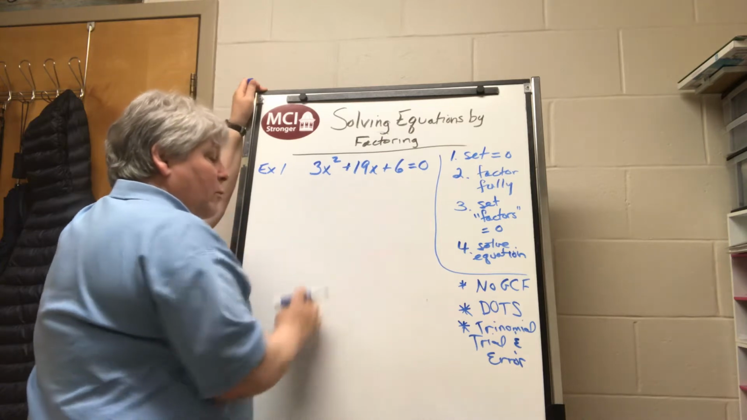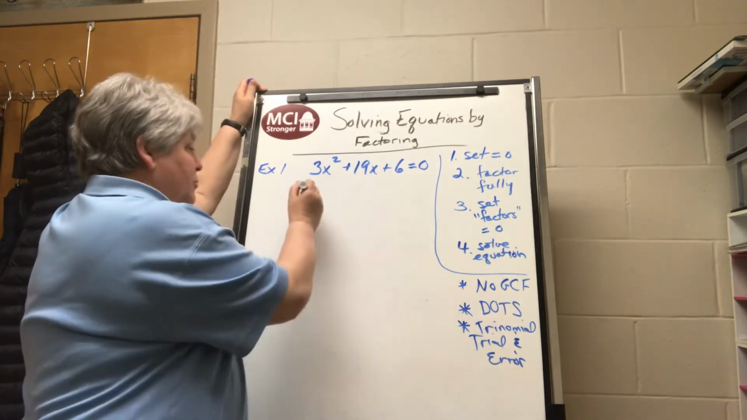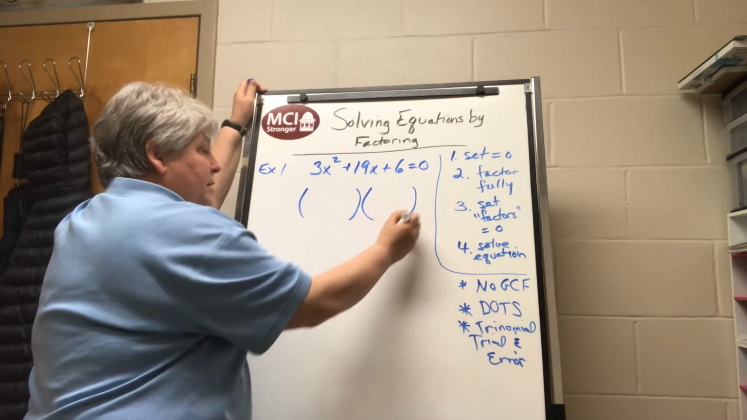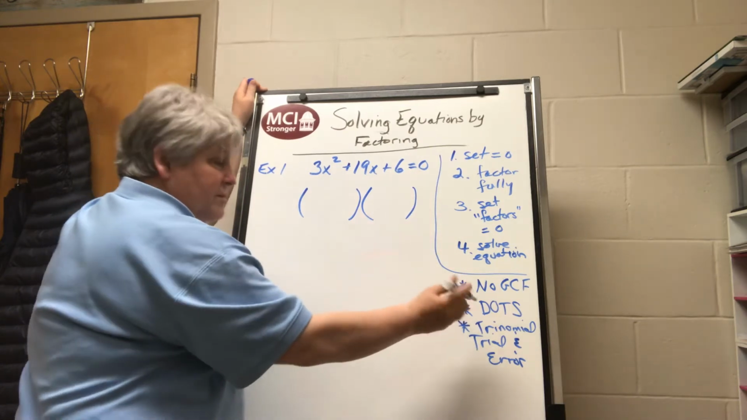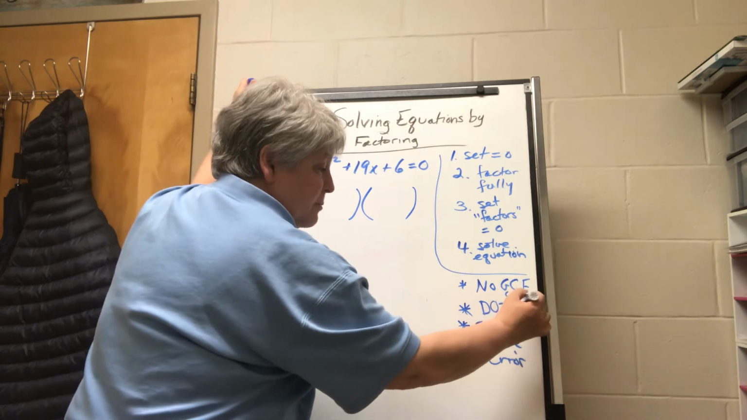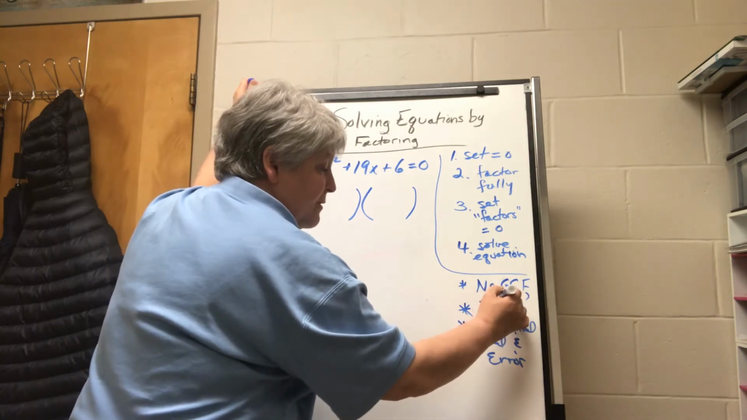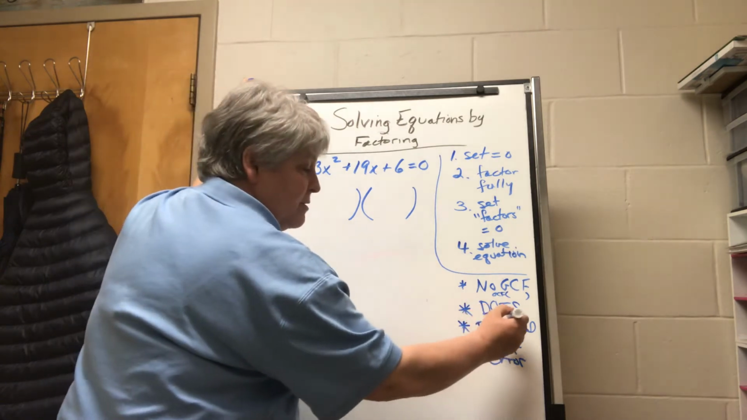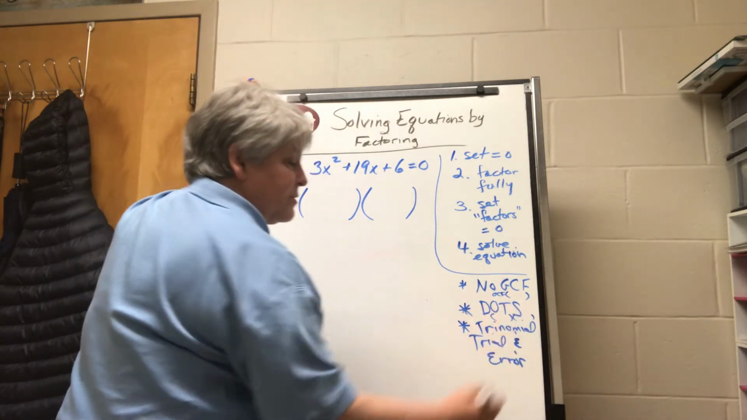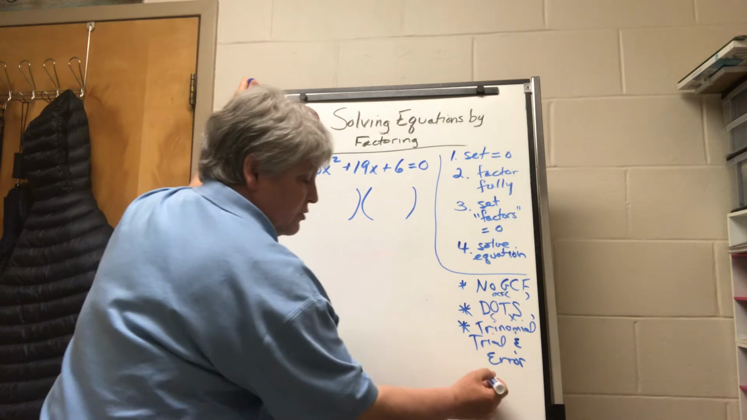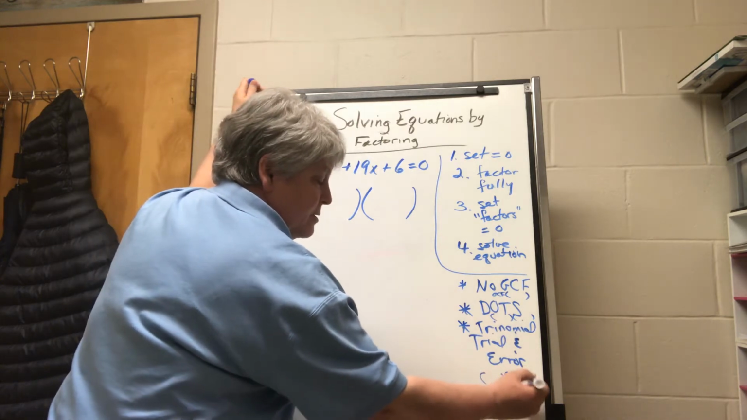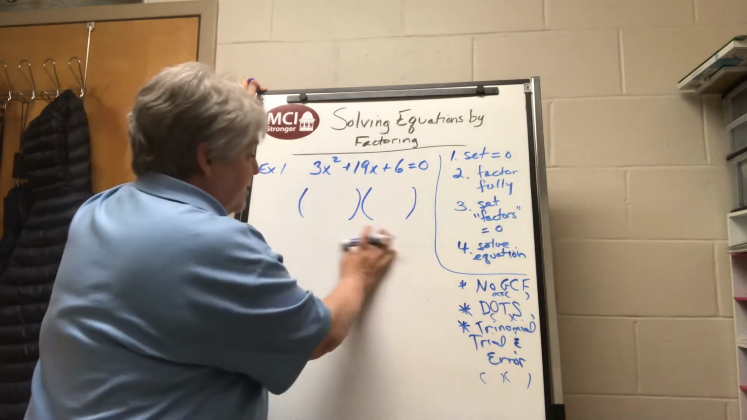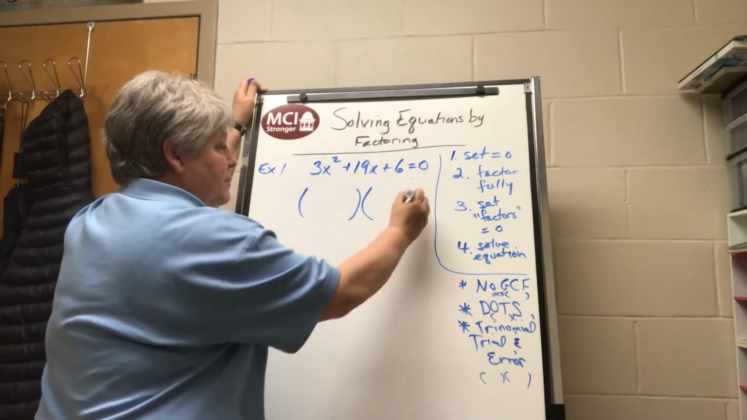So it's a trinomial. We're going to try to set it up with the 2 sets of parentheses. Remember, if it had been a greatest common factor, we'd be setting up just 1 set of parentheses, and we put the GCF out front. With differences of 2 squares, we always set up 2 sets of parentheses. And with trinomial trial and error, 2 sets of parentheses. So we've got our 2 sets of parentheses.